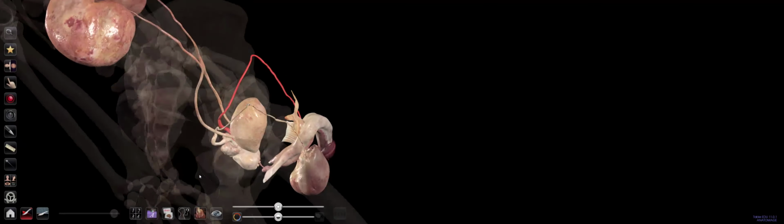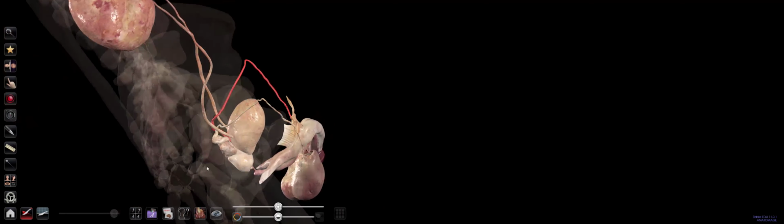We got it. Let's make that a different color so that we can highlight it. There we go. So there you can see the vas deferens. Again, how are the sperm cells going to get from the testes all the way up into the urethra? Well, we have the vas deferens, and then that is going to drain into the ejaculatory duct and then into the prostatic urethra.